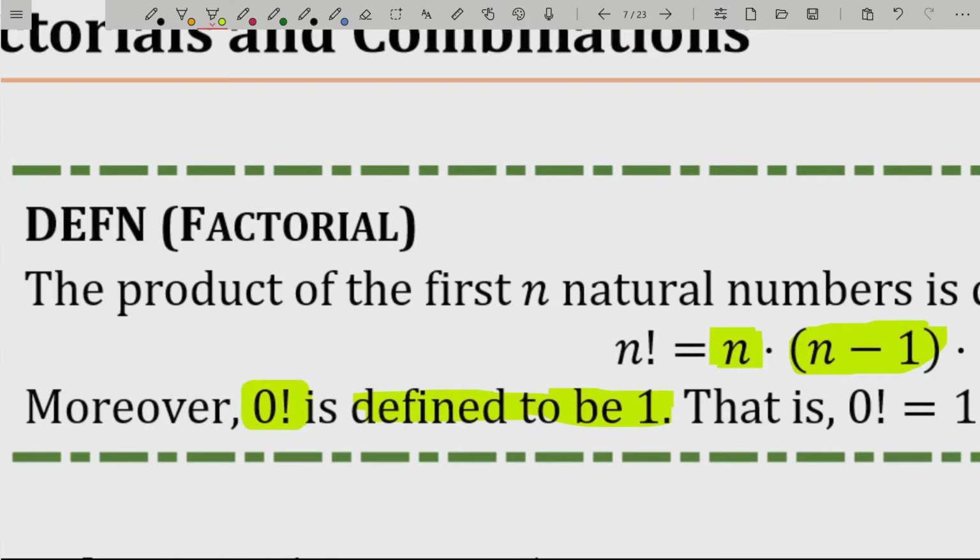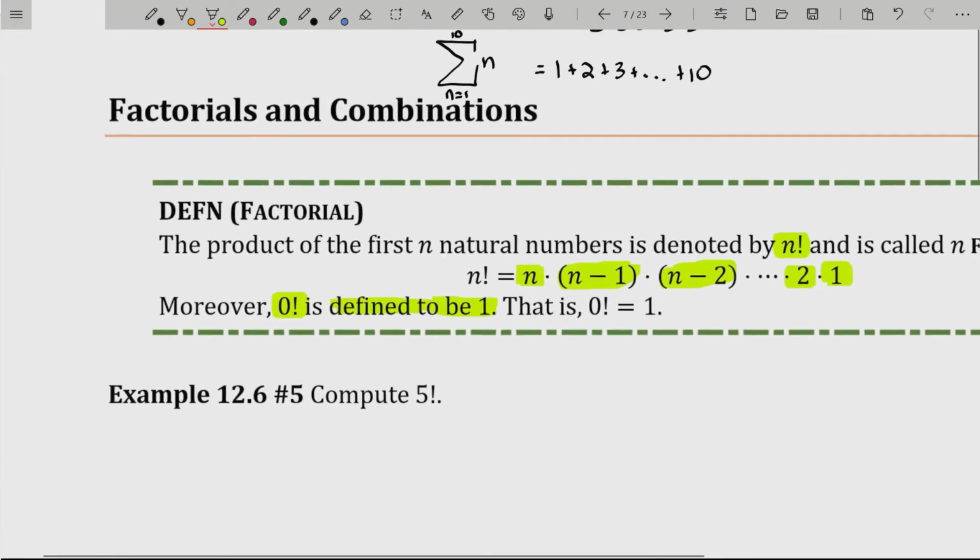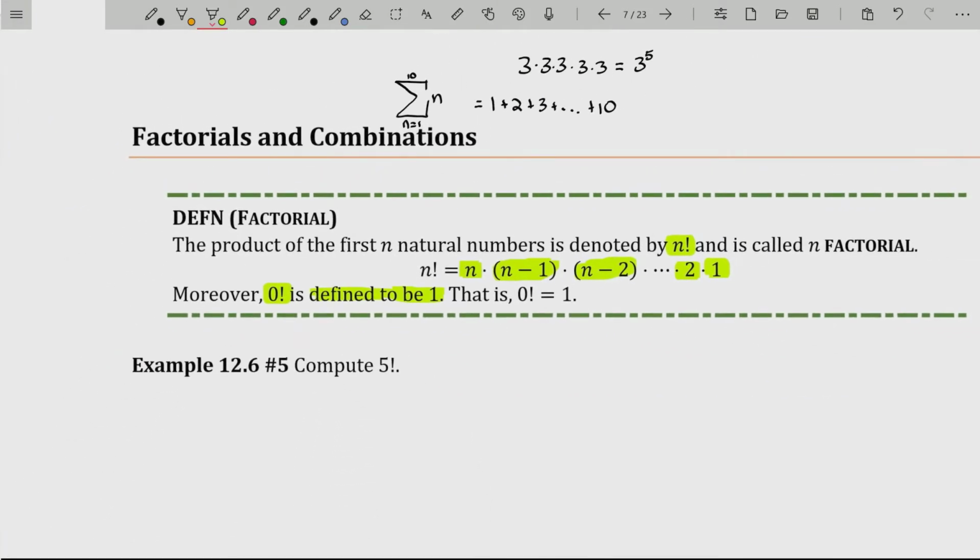That's critical. So 0 factorial mathematically doesn't quite make sense, but we define it to be 1 because we need it to be 1 for other computations. So let's see how this works. 5 factorial. I'm just asking us to compute this. Well, 5 factorial by definition is 5 times 4 times 3 times 2 times 1.